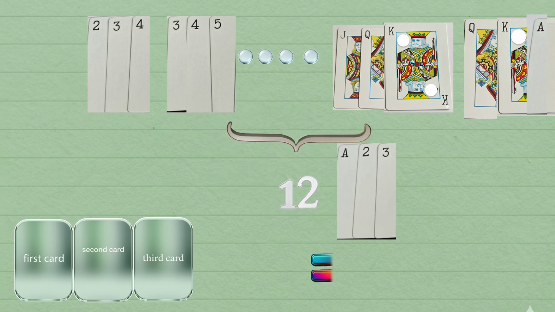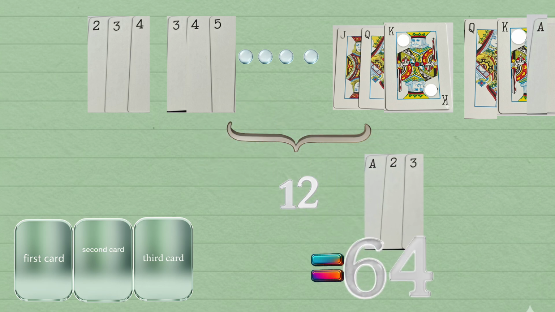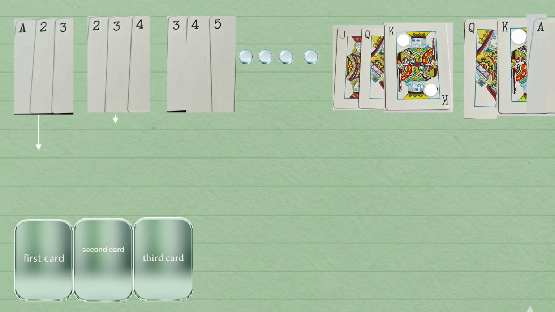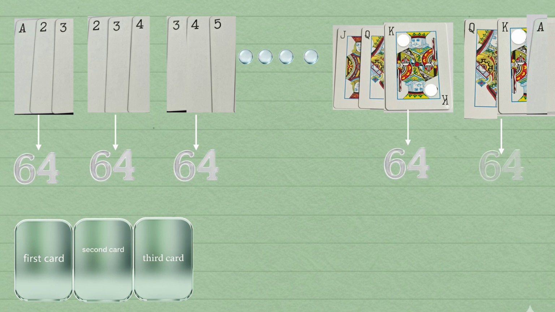Since one possible straight combination, ace, 2, 3, can occur in 64 different ways, and there are 12 possible straight sequences in total, the overall number of ways to form a 3-card straight is 64 multiplied by 12, which equals 768.